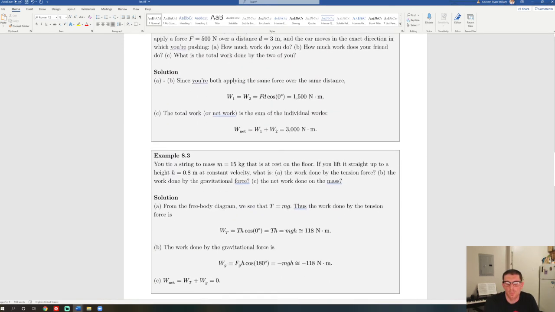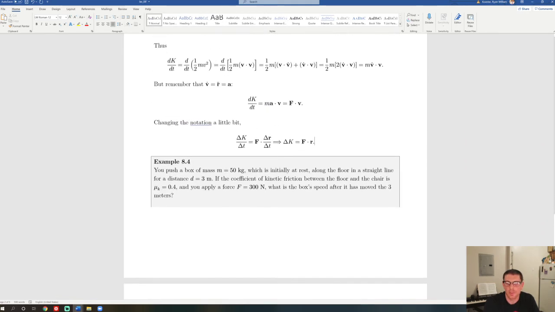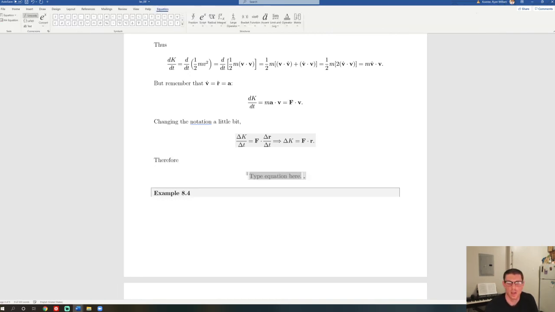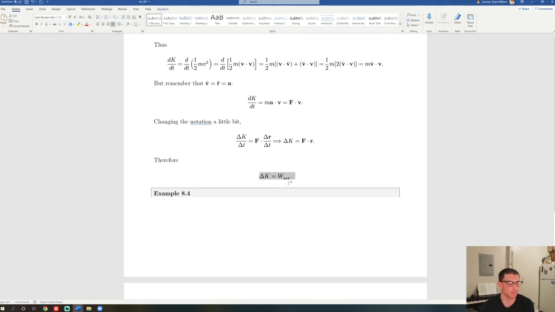And so what this allows us to say is that the change in kinetic energy of an object equals the net work done on the object. And this is a very powerful, useful result. And just to remind you, this is called the work energy theorem, right? So the change in kinetic energy is equal to the net work done on an object. Cool. Okay, let's look at an example here.